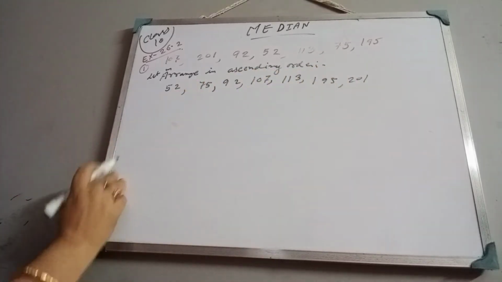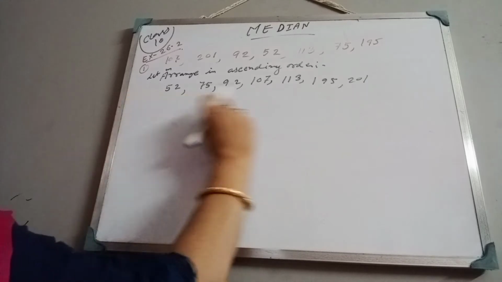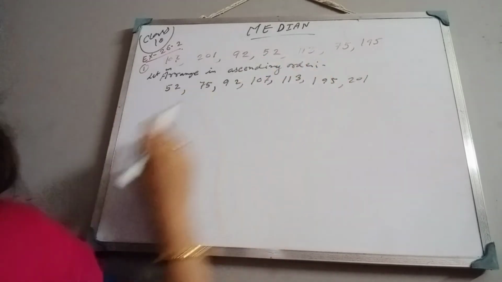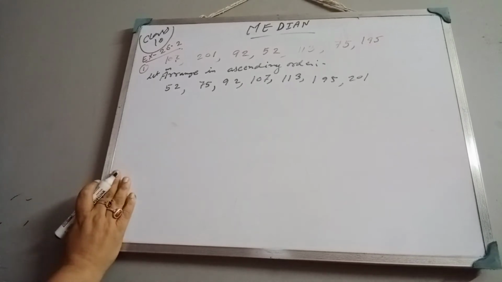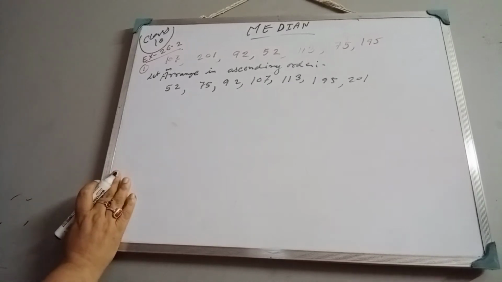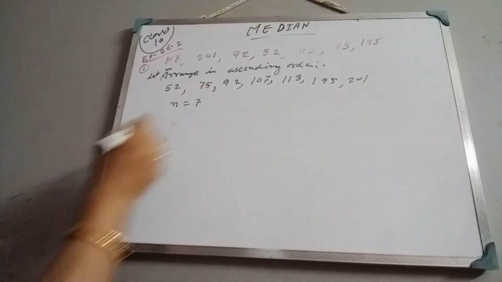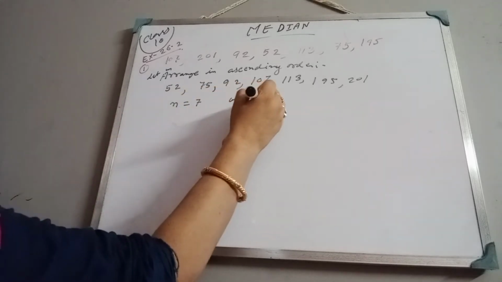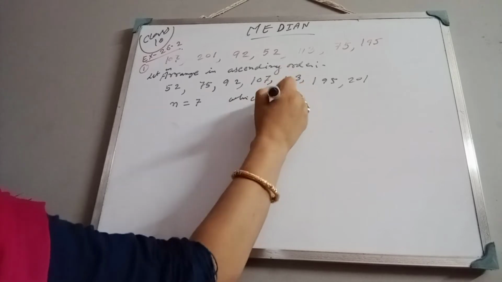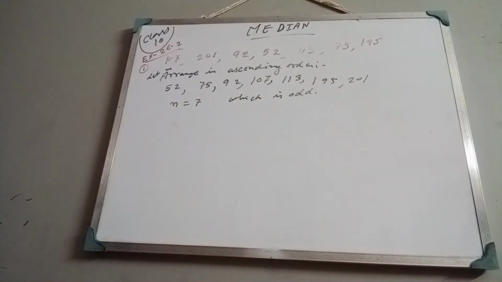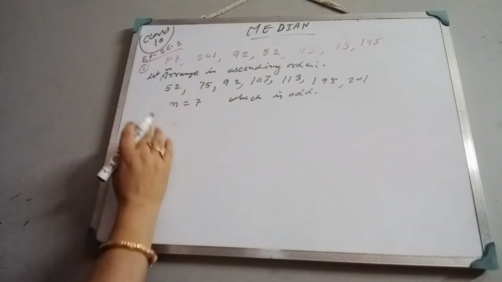Now how many numbers are there? 1, 2, 3, 4, 5, 6, 7. The 7 days, obviously 7 selling prices, so n is equal to 7. N is equal to 7 means which is odd or even? Yes, which is odd. So what is the formula for ungrouped data?